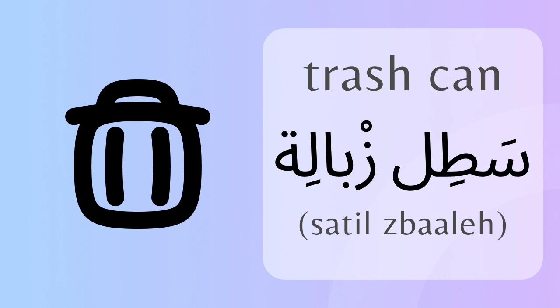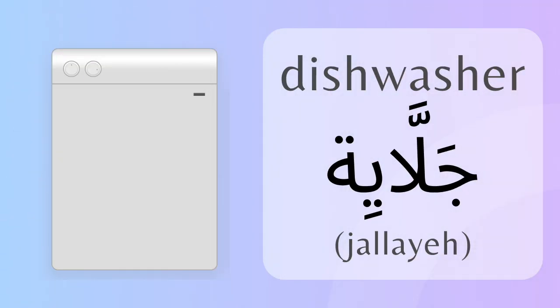Trash can. سطل زبالة. This is a combination of two words. The first word is سطل, which means basket or can. The second word is زبالة, which means trash. So the literal meaning is a basket for trash or a can for trash. Dishwasher. جلاية.